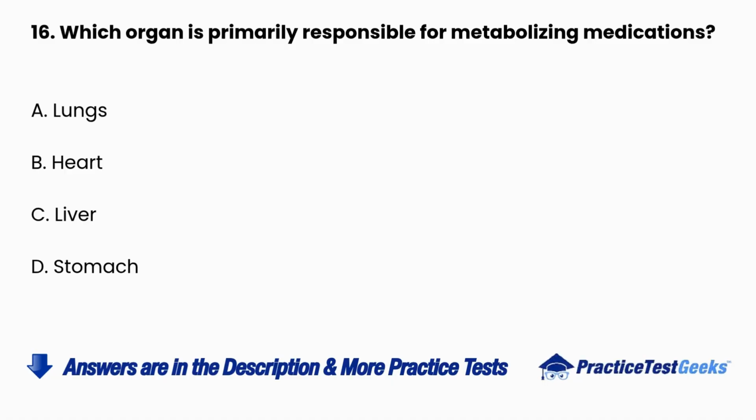16. Which organ is primarily responsible for metabolizing medications? A. Lungs. B. Heart. C. Liver. D. Stomach.